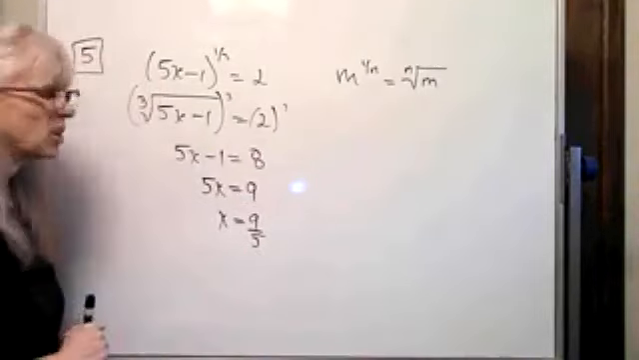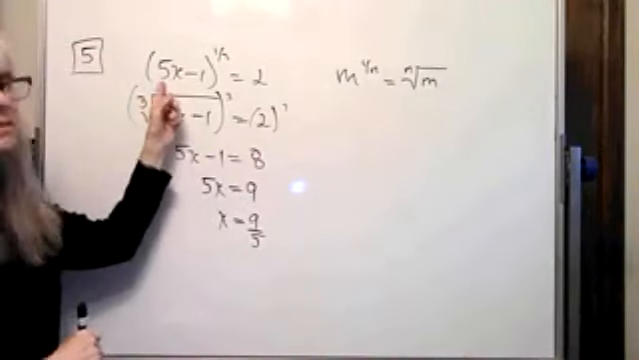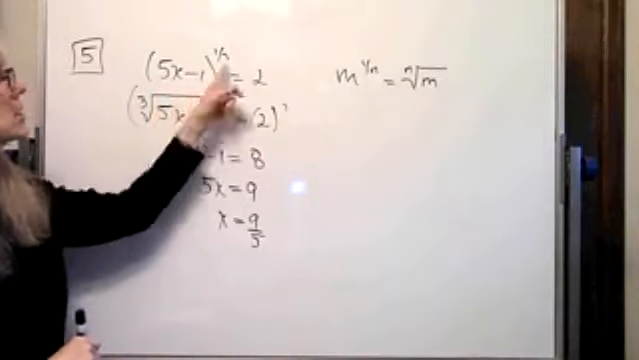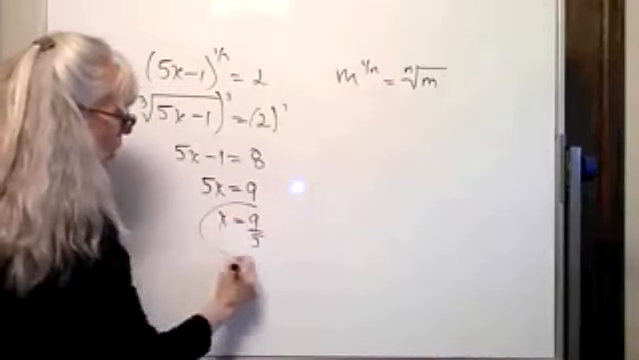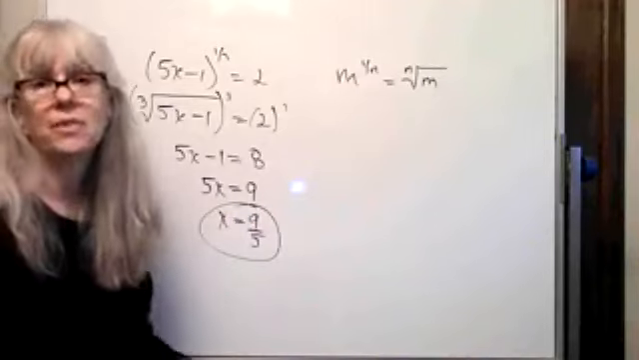You can check it really quick. 9/5 times 5 is 9. 9 minus 1 is 8. The cube root of 8 is 2. So it definitely works. And that's how you solve different radical equations.